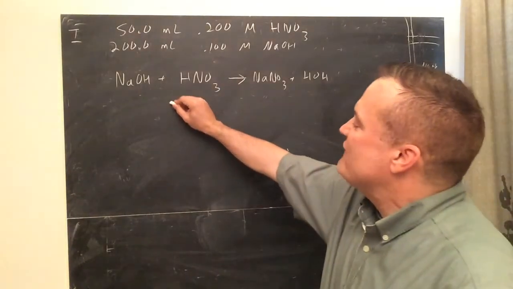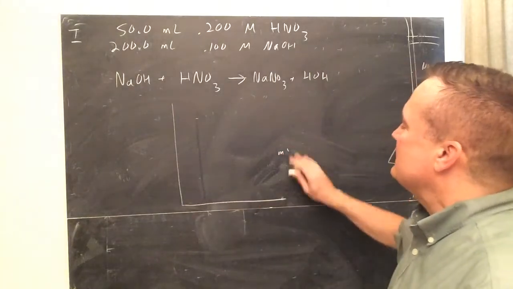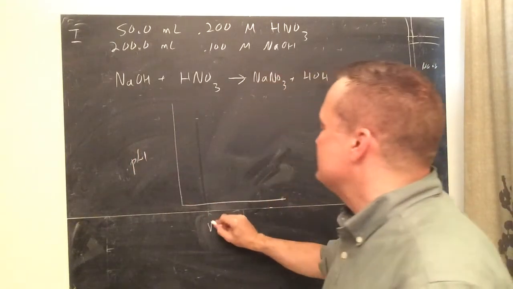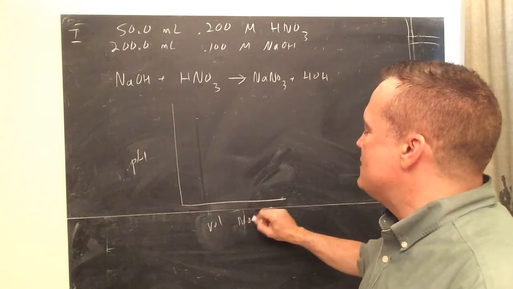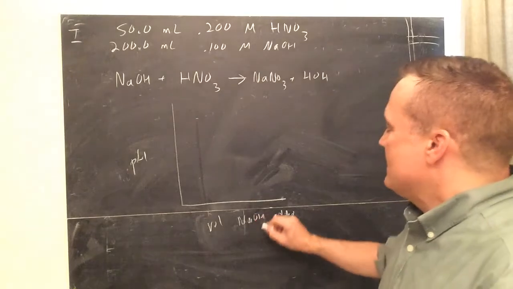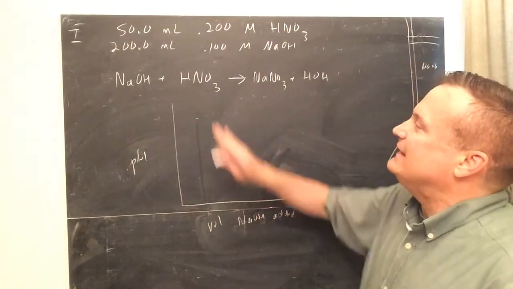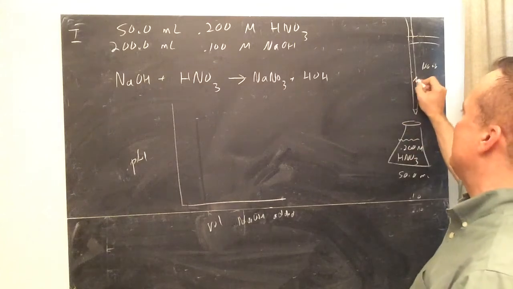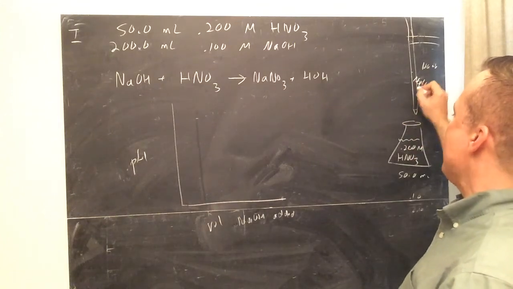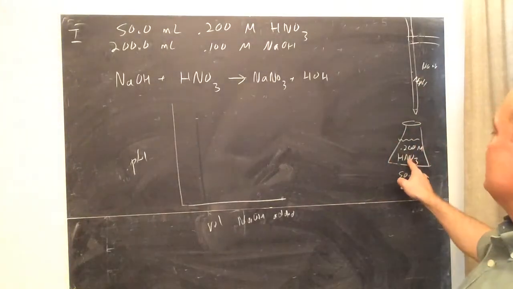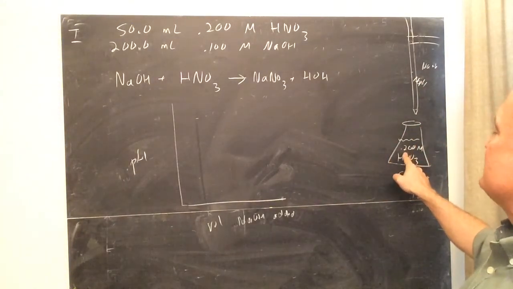If you have the pH curve, I'm going to give you a general answer before we do anything. Here's the pH and the volume of NaOH added. Now, in the very beginning, before you put any NaOH, all you have in here is acid. So how would you find the pH of a strong acid? You just take the negative log of 0.200, remember?